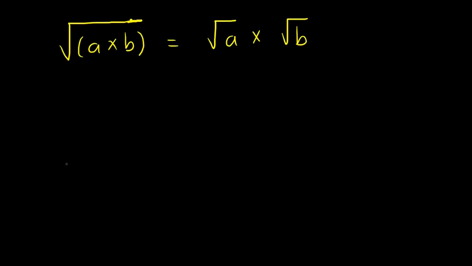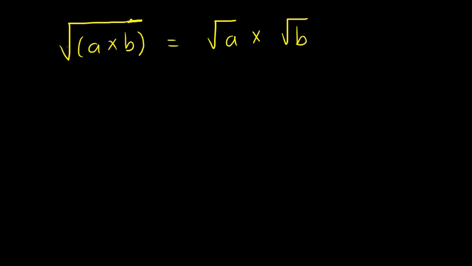So surds are generally numbers which have square roots or cube roots. They cannot be further simplified into rational numbers or integers. So these are the general rules we use when simplifying or evaluating surds. If you do not understand them, I'm going to explain them using exponential laws as well.